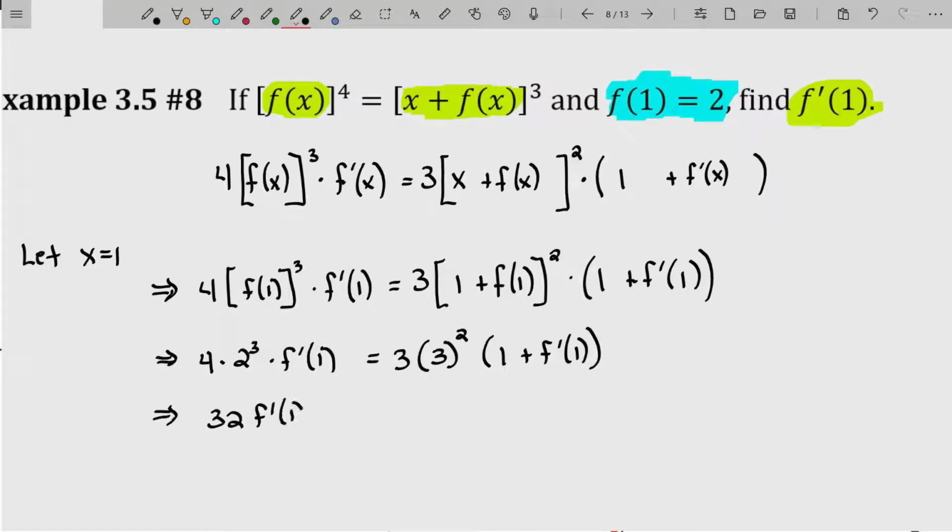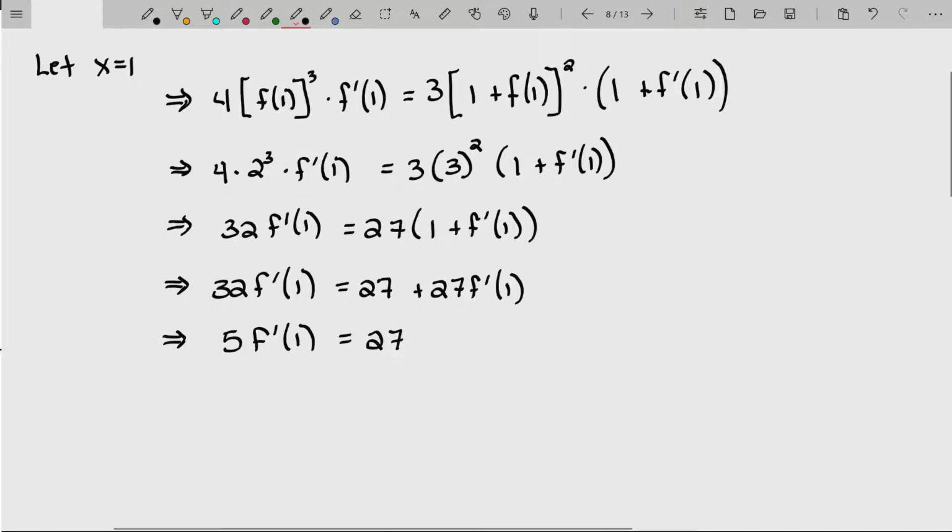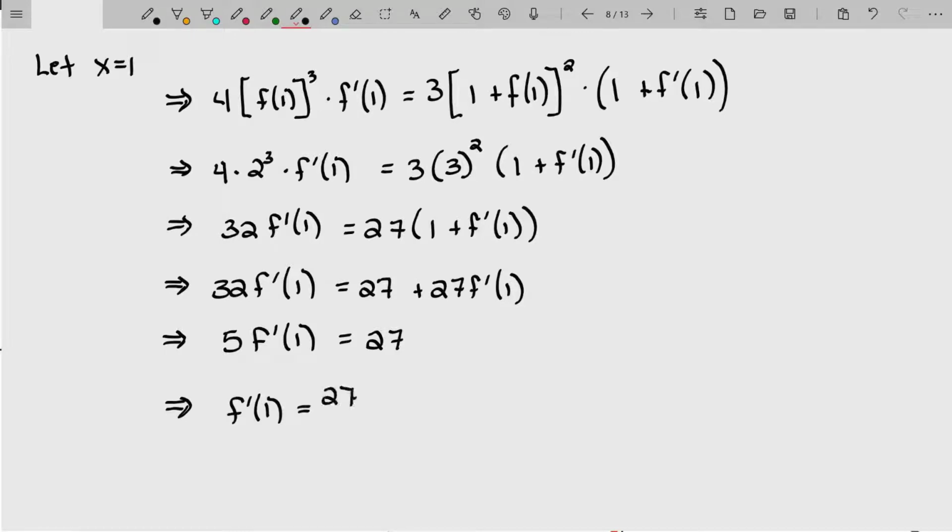32 times f prime at 1 must equal, let's see, that's 27 times 1 plus f prime at 1. Now you can see what's going to happen, right? You distribute that 27 through, and it just becomes an algebra problem at this point. 27 plus 27 f prime at 1. Subtract 27 f prime of 1 from both sides, and you'll get 5 f prime at 1 on the left-hand side is equal to 27, or in other words, f prime at 1 is equal to 27/5.